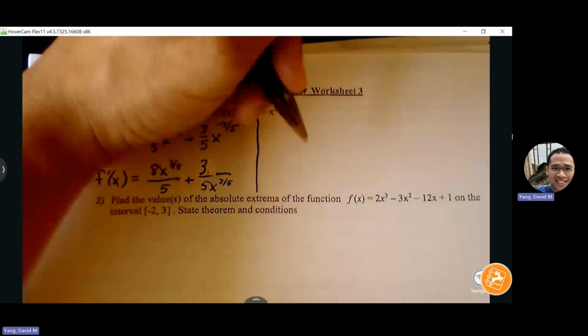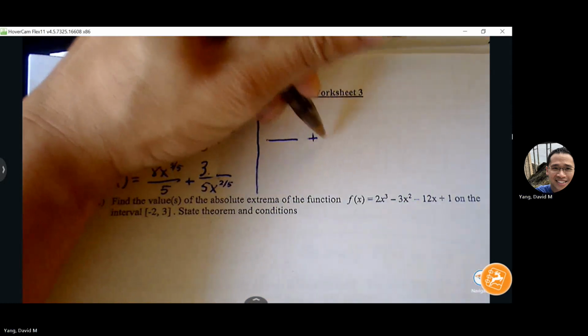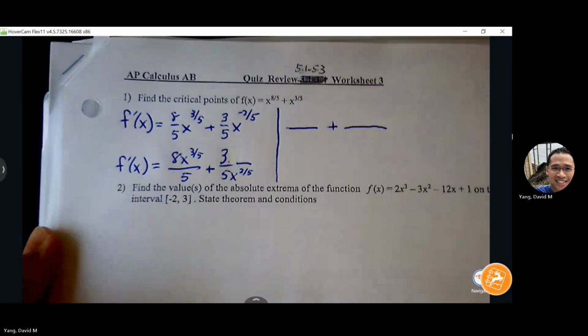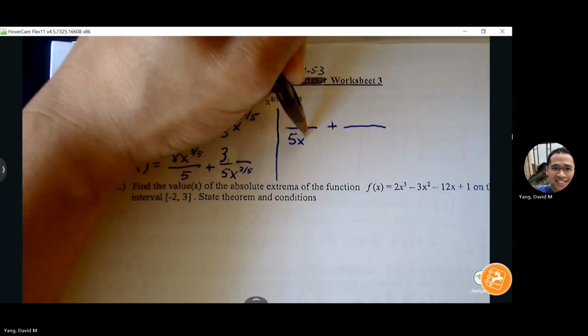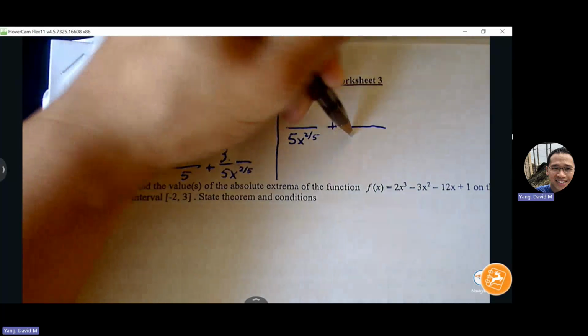So what's our common denominator? Yes, 5x to the 2/5. That's large enough for both to multiply into.